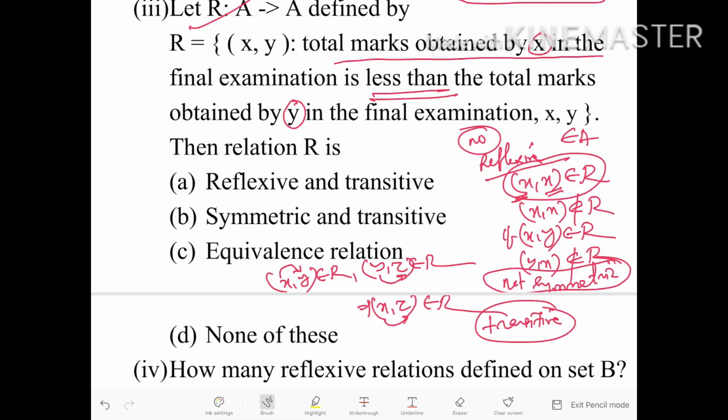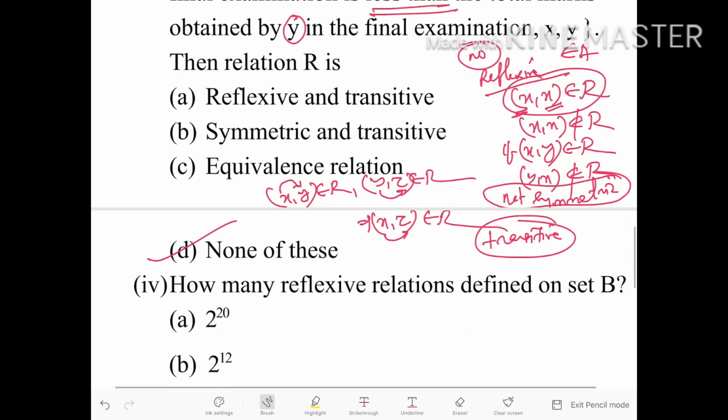Now comes to our options. Reflexive and transitive, this is not possible. Symmetric and transitive, this is also not possible. Equivalence relation, this is also not possible. As we all know, a relation is said to be equivalence if it is reflexive, symmetric and transitive. Hence the correct option will be D, that is none of these.